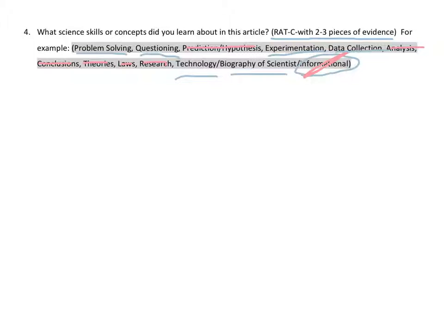Biography of a scientist, maybe you read an article about Albert Einstein and how he wasn't so successful at school, but he later became a very successful scientist, and that would be an example of a biography. And then again, with the informational, obviously an informational article is presenting information, but I truly believe that every article presents information. So I would prefer you not pick informational as a skill that you learned with reading an article.